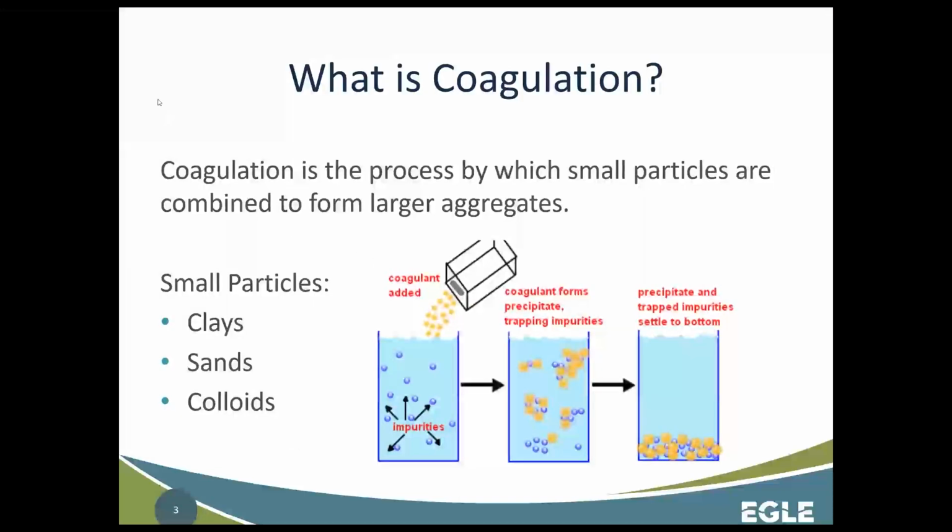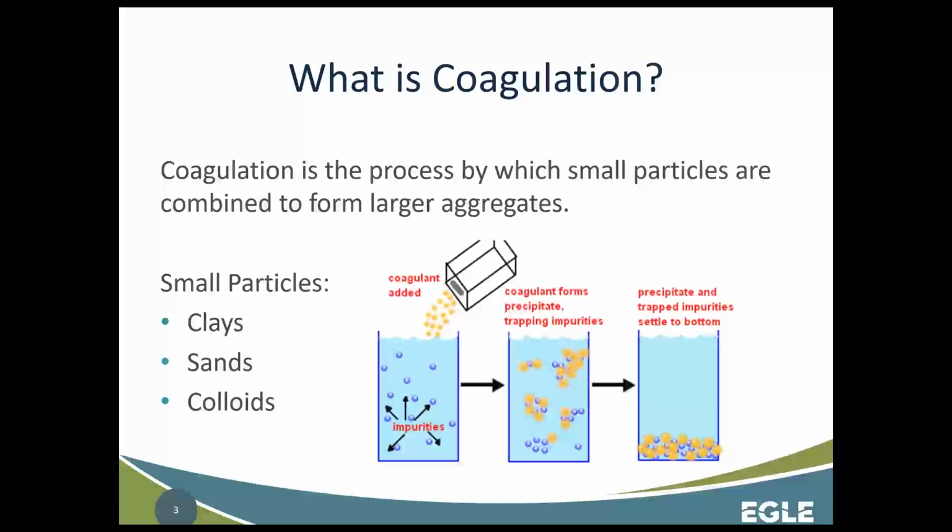So at the highest level, what is coagulation? It's the process by which small particles are combined to form larger aggregates. And what are these small particles that we're talking about? Well, it's clays and sands and colloids, and it's going to be minerals, and it's going to be organic carbon, and a lot of materials that are from plant, animal, and human activities. And you're also going to end up having some bacteria and algae and protozoa and even viruses that are either attached to these particles or also suspended in the water column that are going to be impacted by this coagulation process as well.